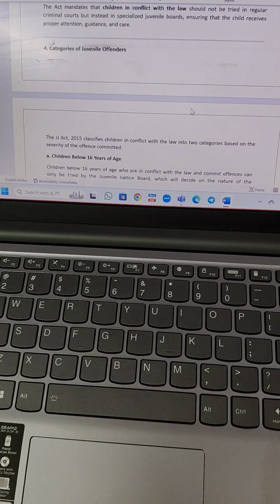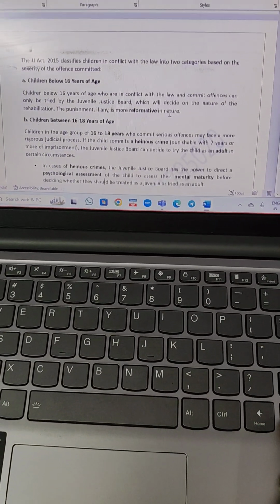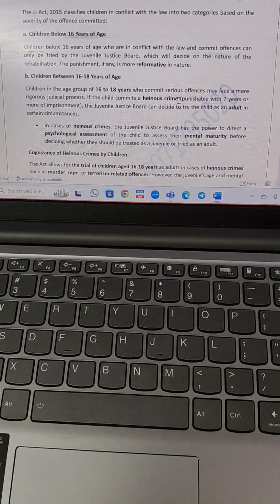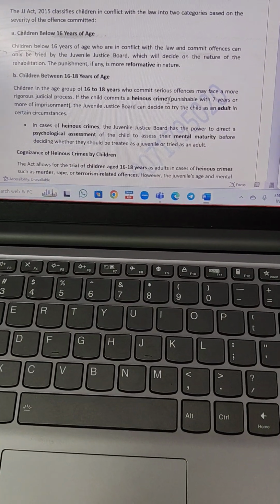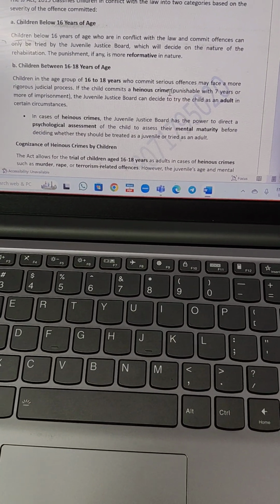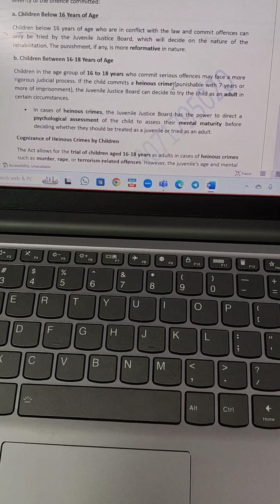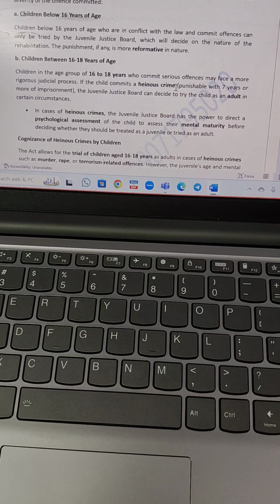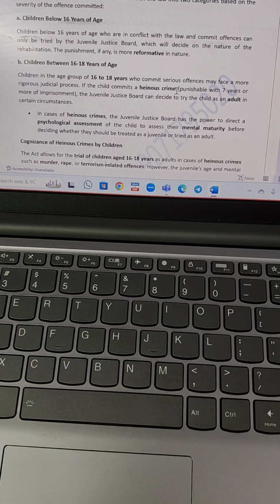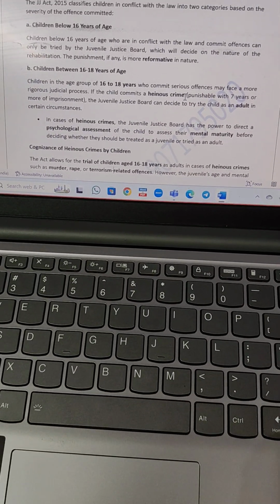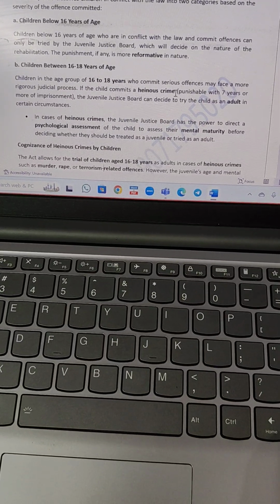Now, categories of juvenile offenders. First is children below the age of 16 years. Children below the age of 16 years who are in conflict with the law and have committed an offence can only be tried by the juvenile justice board, which will decide on the nature of rehabilitation and the punishment, if any, which is reformative in nature. Then children between the age of 16 to 18.